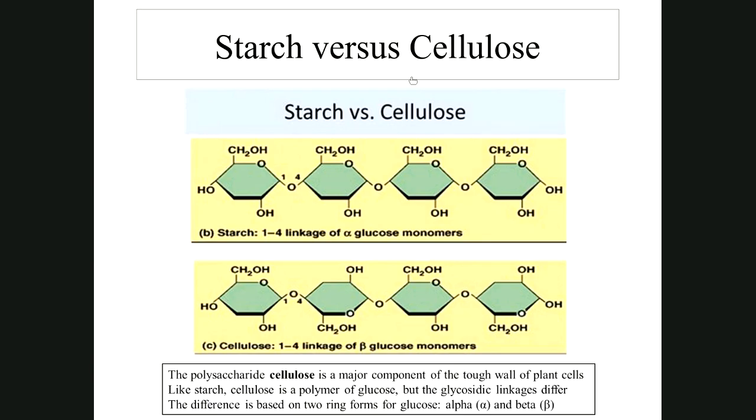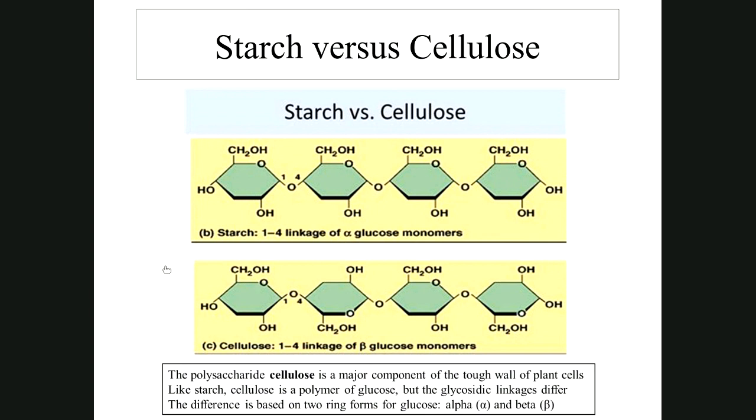Here is starch versus cellulose. Okay, the top polymer is starch, and the bottom one is cellulose. Now you look at them and you say, well, gosh, those are just chains of glucose going across there. What's the difference?